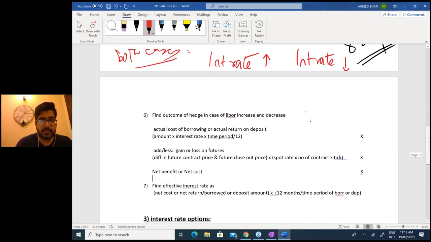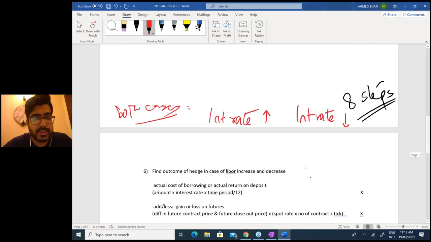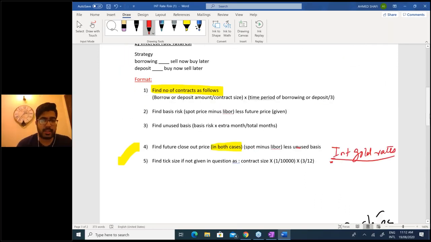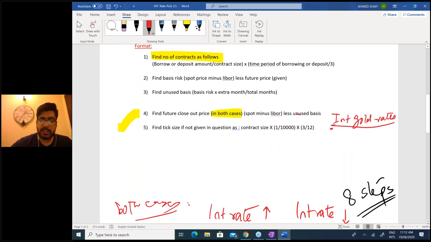In interest rate futures, the strategy in borrowing is sell now, buy later, and in deposit, it's buy now, sell later. So we have to show 7 steps. The first step is the number of contracts: how many contracts you need to take, which is borrowed or deposit amount over contract size, into time period of borrowing or deposit over 3. Then you need to find basis risk: spot minus LIBOR less futures price, which will be given. Then you need to find unused basis: the basis risk into extra months over total months.